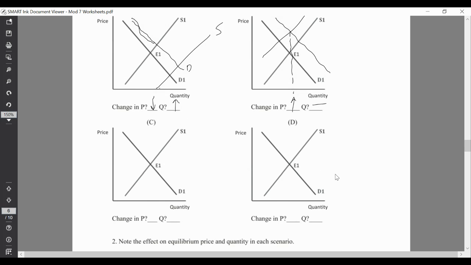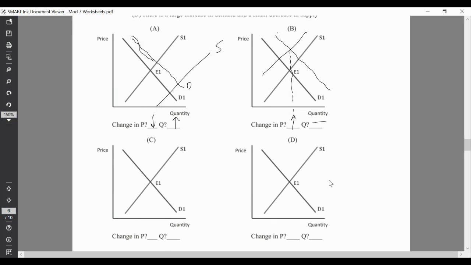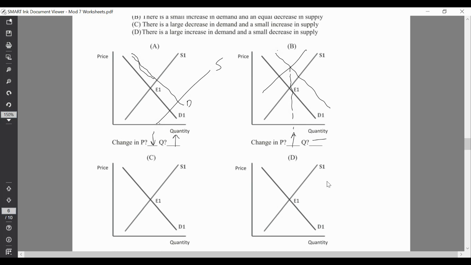All right. The demand shifted to the right, the supply curve shifted to the left, and we know the price went up and quantity is the same. The next one, what does it ask for? What does the next one ask for? I was going to scroll up.